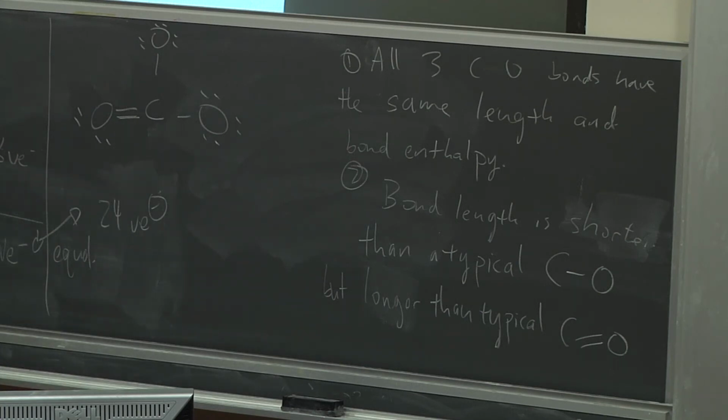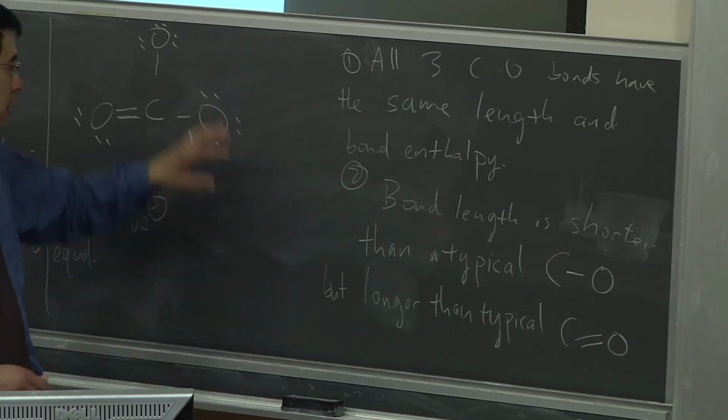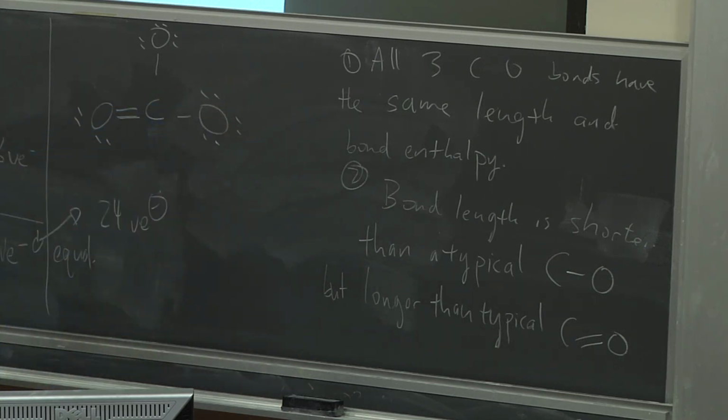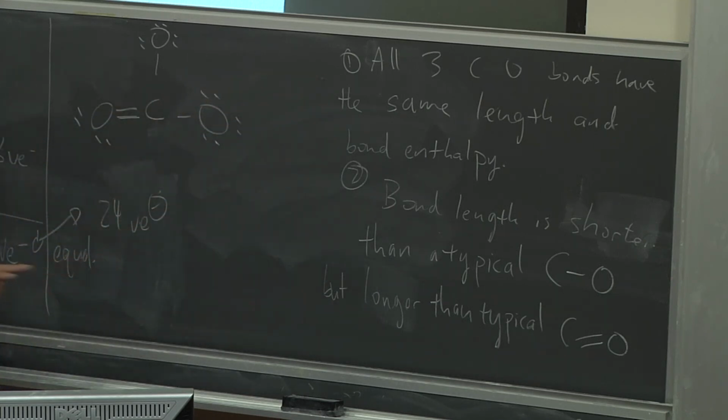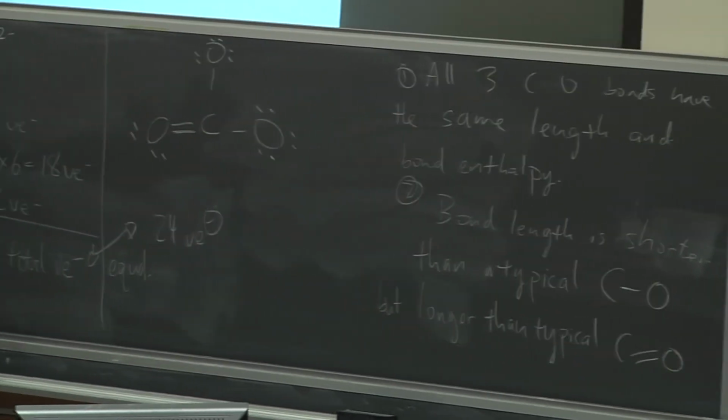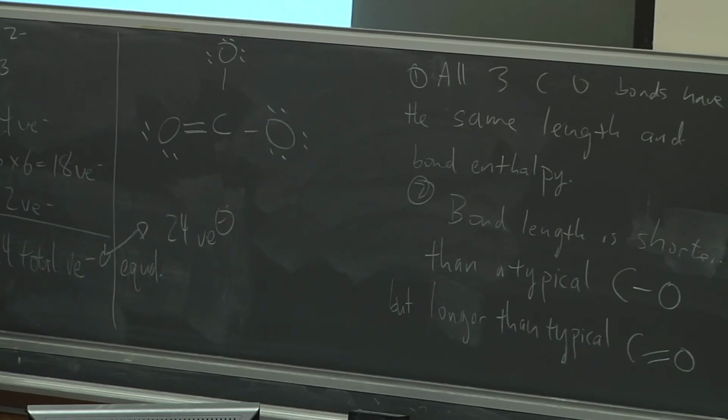Same thing for bond enthalpy: the bond enthalpy is greater than a single bond, less than a double bond. That tells me two things. That tells me that all the bonds are the same, because the length and the enthalpy of all three bonds are the same. And it tells me that it's partway between a single bond and a double bond.